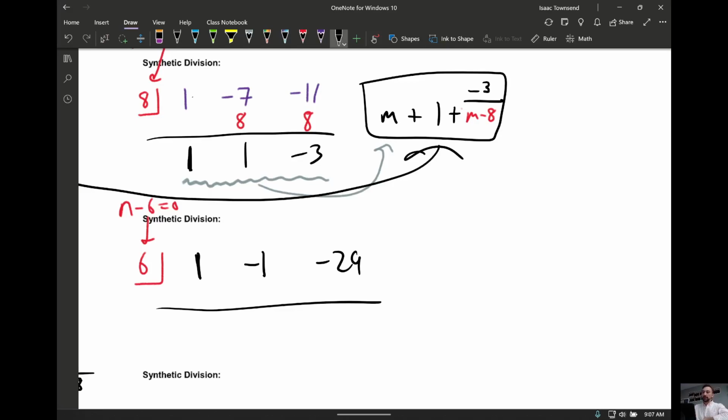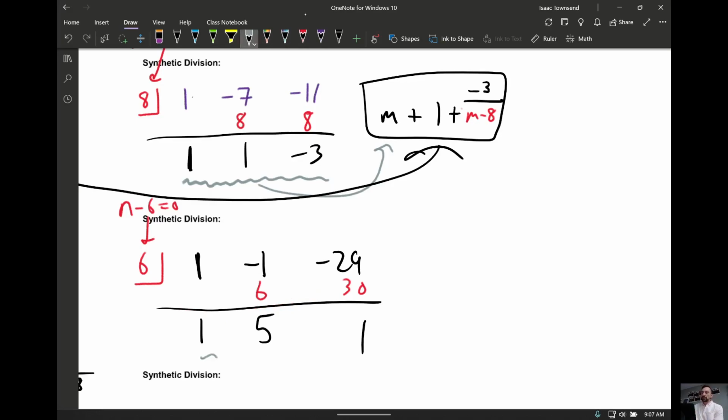So add down, 1 plus nothing is 1. Multiply these two, you get 6. Add down again, multiply again, add down again.